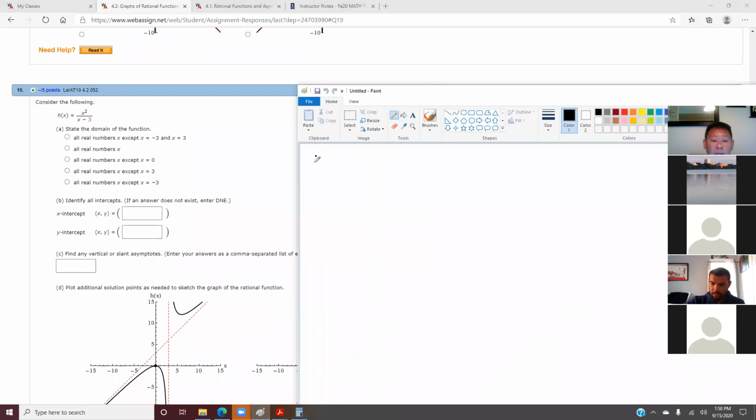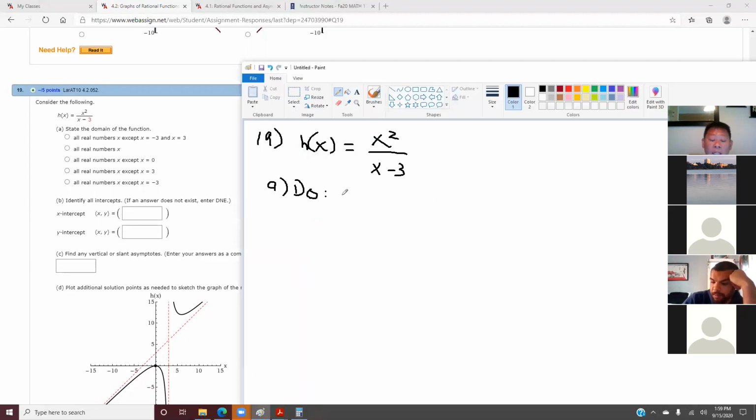So how do we do question number 19 using all 8 steps? Pay attention, this is worth 12 points in your test. The function is x squared over x minus 3. First thing is to find the domain. How do you find your domain? You set your denominator equal to 0. So your answer is all real numbers except what? x equals 3, yep.